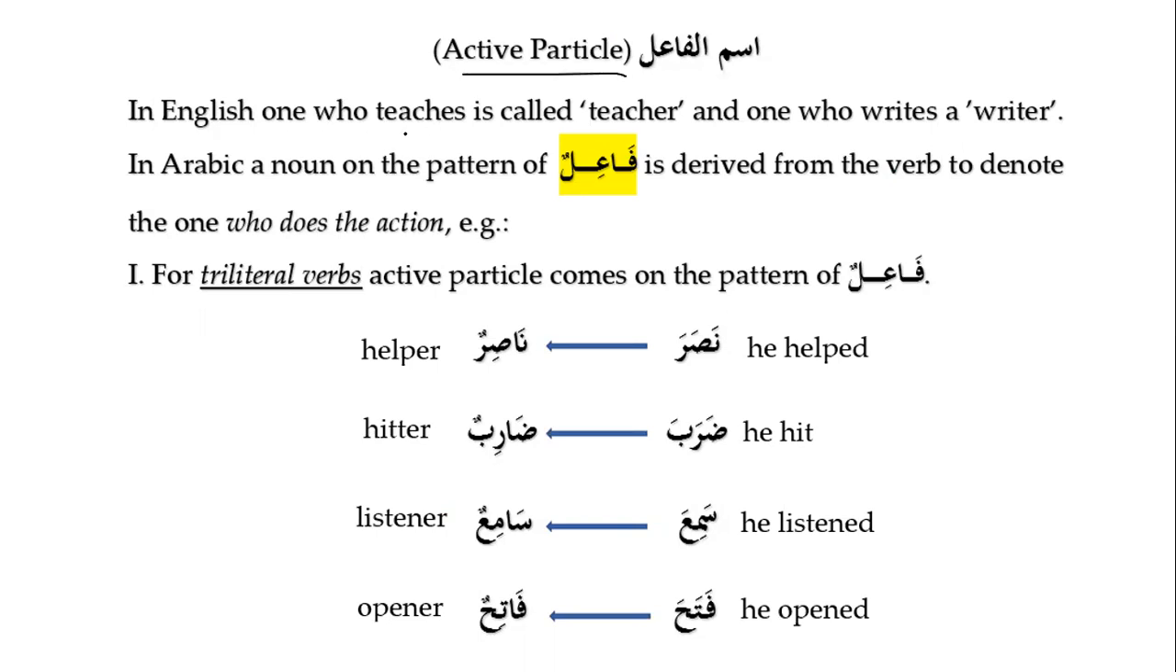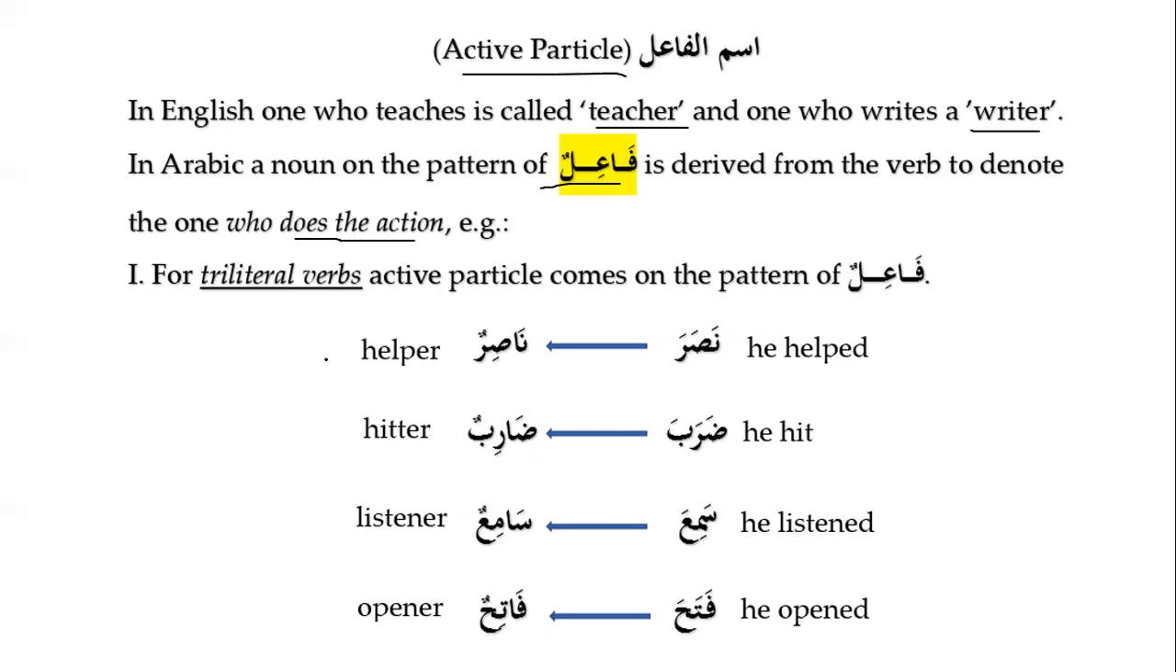So like in English, the person who teaches, we call him a teacher, and the person who writes, we call him a writer. In Arabic, a noun on the pattern of fa'ilun is derived from the verb to denote the one who does the action. So the performer of the action or the doer of the action is called fa'ilun. The person who does the action, we call him fa'ilun.